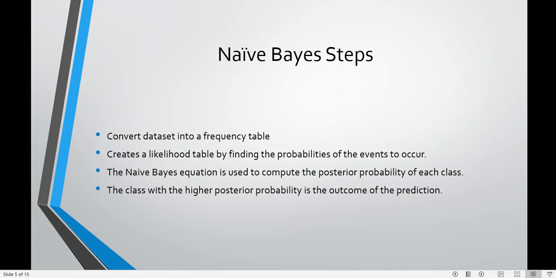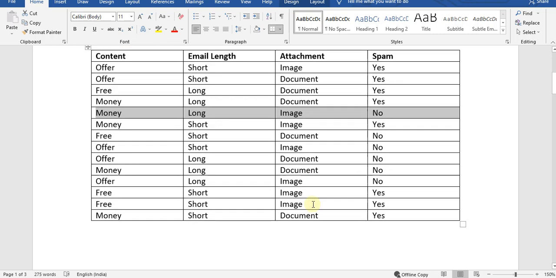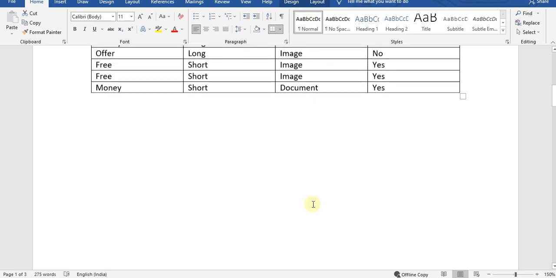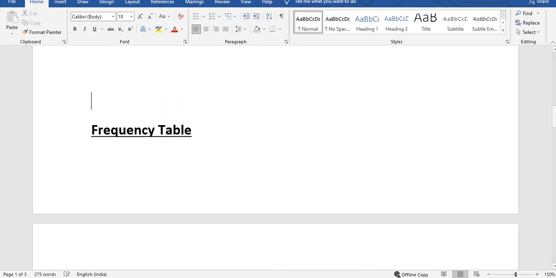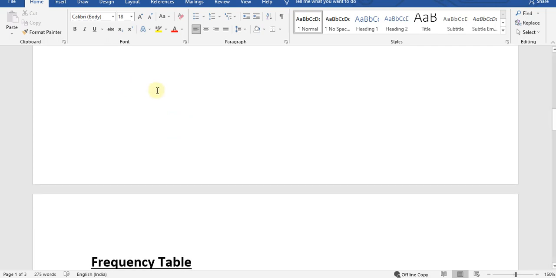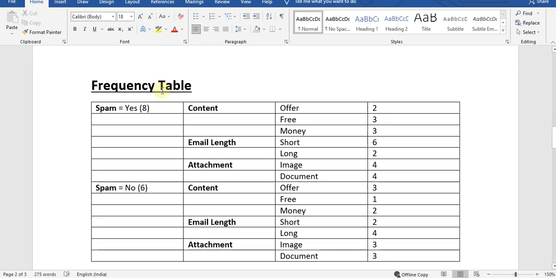If you go back to the presentation, it says to first convert the data set into a frequency table. So the data set is given to me, and the first step I have to do is create a frequency table. So what is a frequency table? It is nothing but the number of occurrences of the values for the features and the target values. If you see the example of how I have done it, it should be clear to you. So how have I created the frequency table?